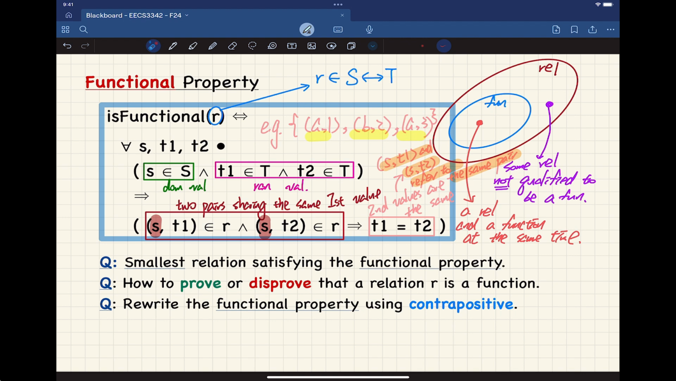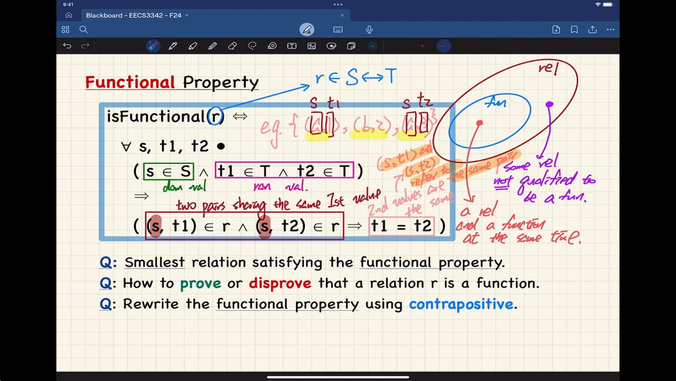Anybody? For example, this could be S. This could be S. Right? And then you can also see that the one here could be T1, and the 3 here could be T2. All right? That's simply just some combination there.